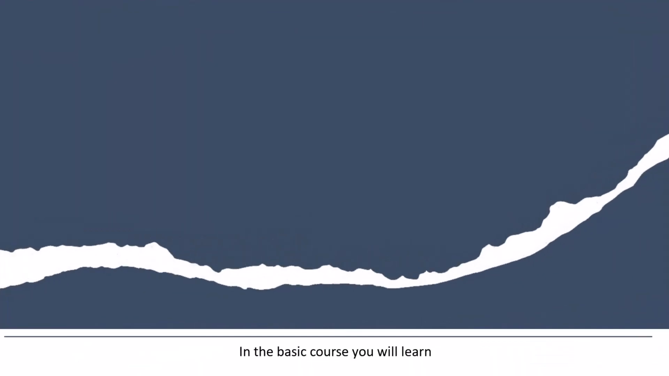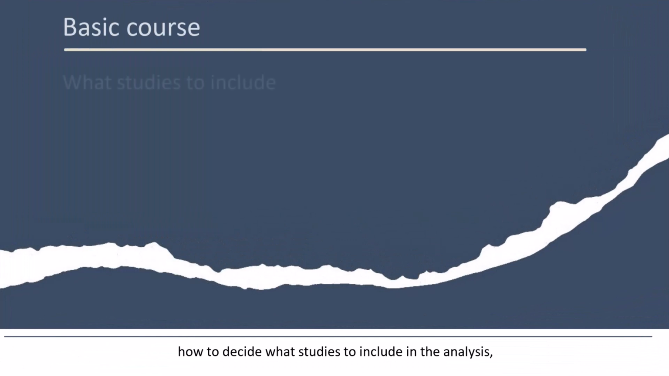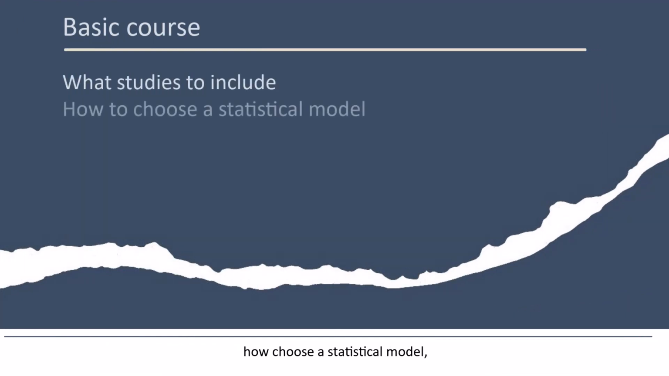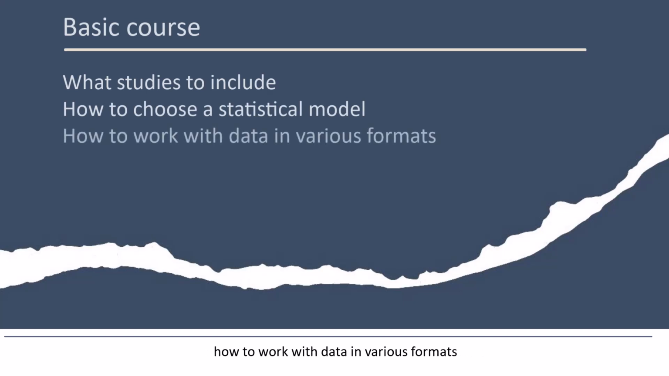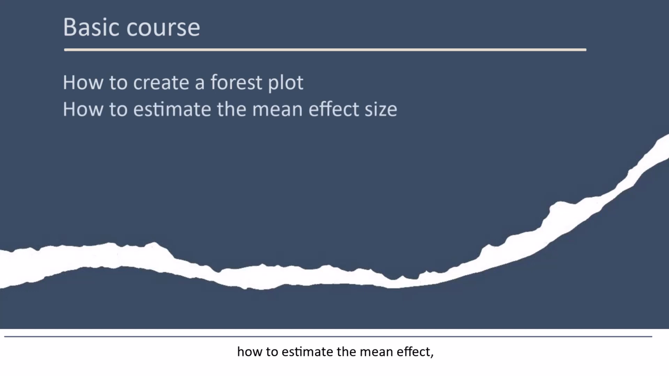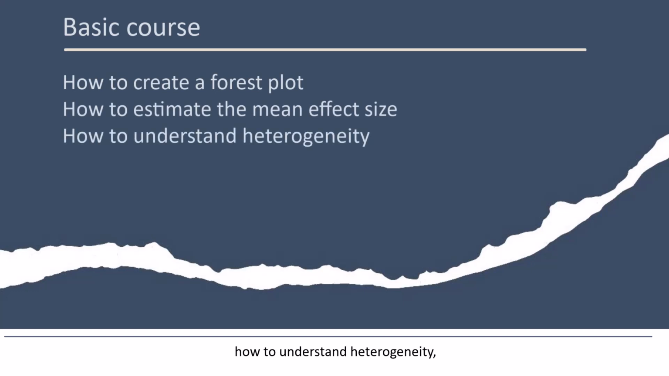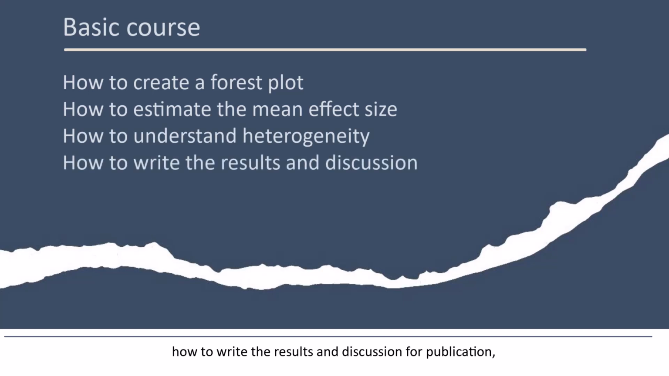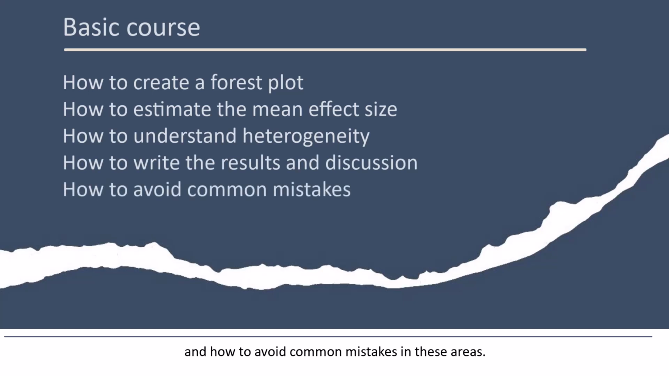In the basic course, you'll learn how to decide what studies to include in the analysis, how to choose a statistical model, how to work with data in various formats, how to choose an effect size index, how to create a forest plot, how to estimate the mean effect, how to understand heterogeneity, how to write the results and discussion for publication, and how to avoid common mistakes in these areas. I'll explain each of these concepts and then work through a series of meta-analyses so we can see how the concepts are applied in practice.